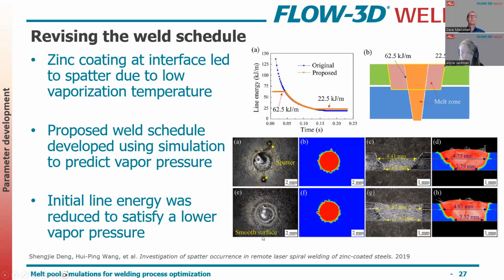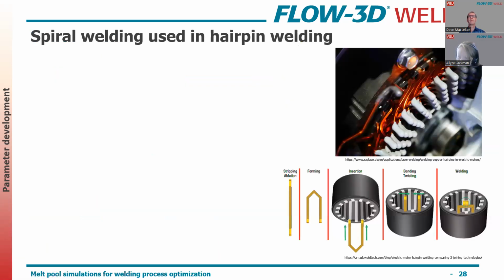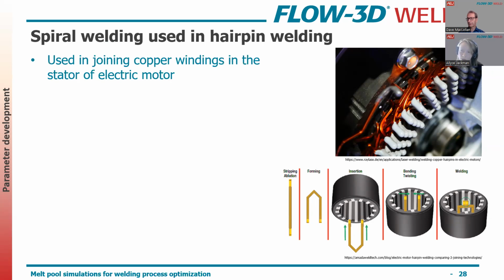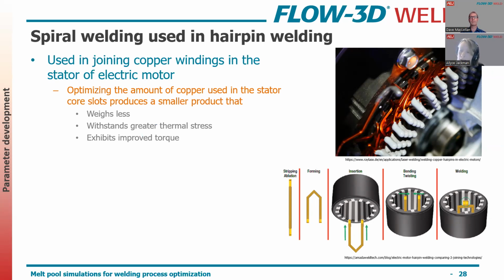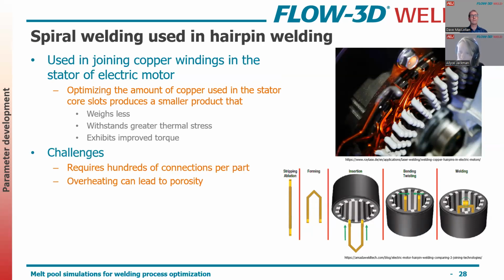So this is a spot weld, it's just a spiral weld. Spiral welding is useful in all kinds of different applications, and we see this a lot in hairpin welding, where you're joining a bunch of copper windings for electric motors. And there's a lot of considerations in this process. So you want these to be lightweight, right? And that's a huge part of EVs. You want them to be able to withstand a high temperature, a high thermal stress, and not distort. And you want them to be able to handle enough torque in this motor. So those are challenges from a design perspective.